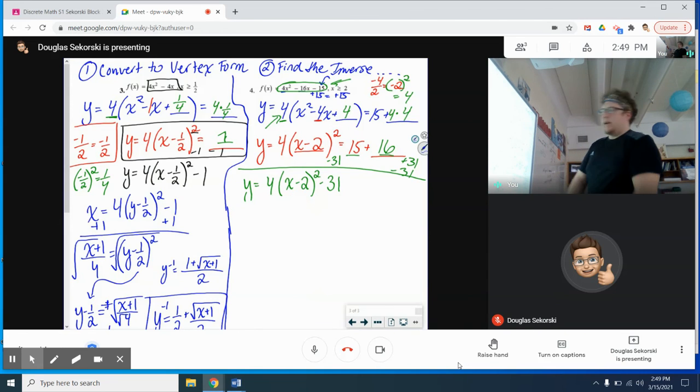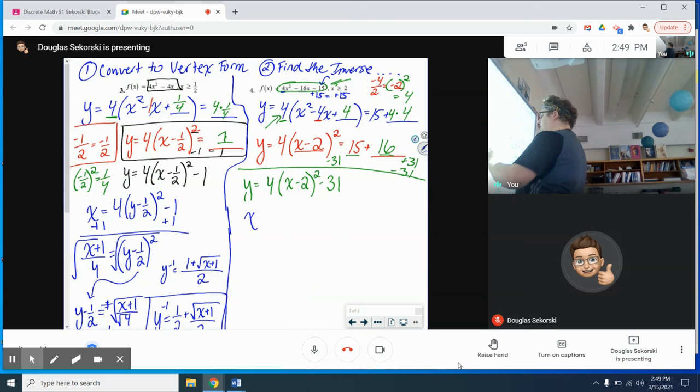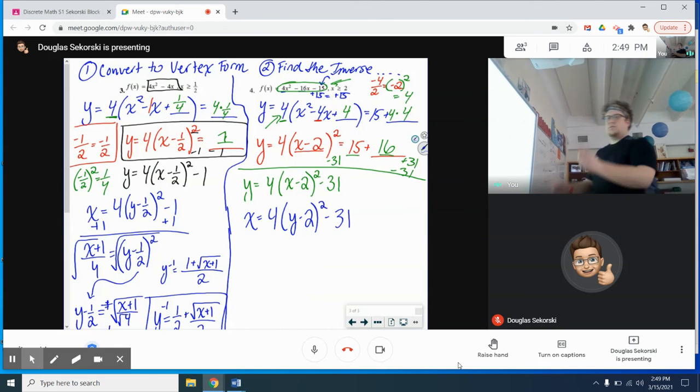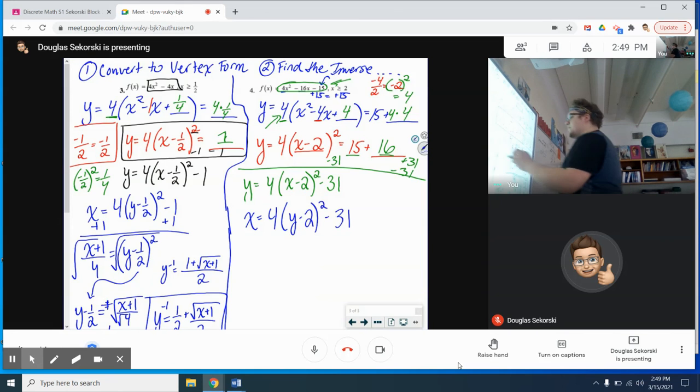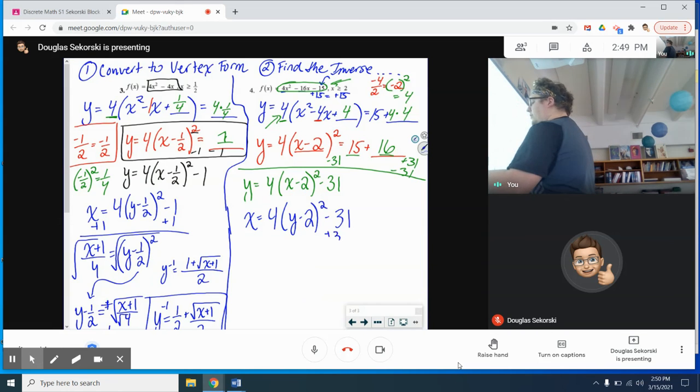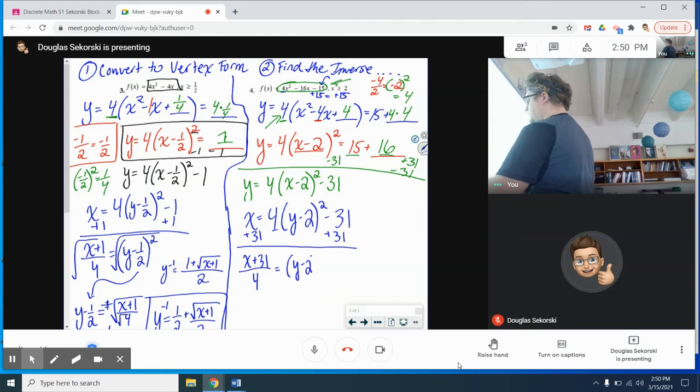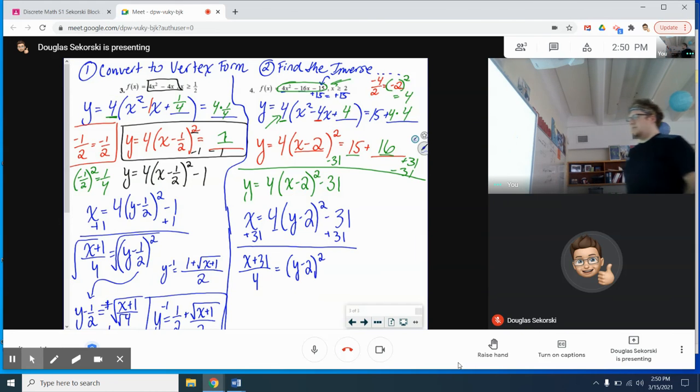All right, we're ready to turn it into an inverse and call it a day on these notes. So we've got a swap happening there. Okay, swap x and y. Then we're going to have to add 31 and divide by that 4. So I'm going to combine those two steps. Hope you don't mind. So we're really close now.